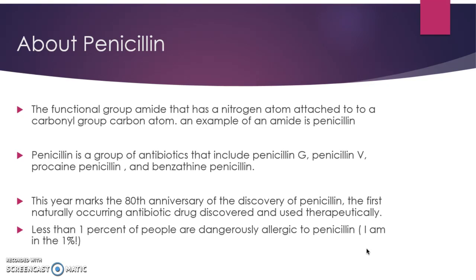A few fun facts and interesting facts about penicillin. Going along with the structure that we just saw, the functional group is an amide, and that amide has a nitrogen atom attached to it. When I say it, I mean a carbonyl group of a carbon atom. An example of an amide is penicillin. Penicillin is a group of antibiotics that include penicillin G, V, and procaine penicillin, and benzathine penicillin.